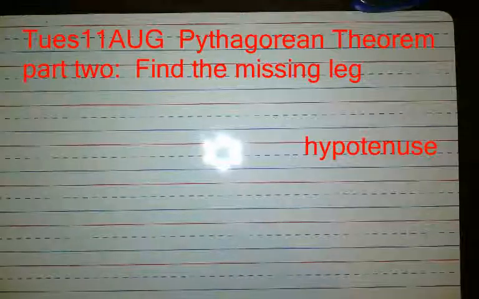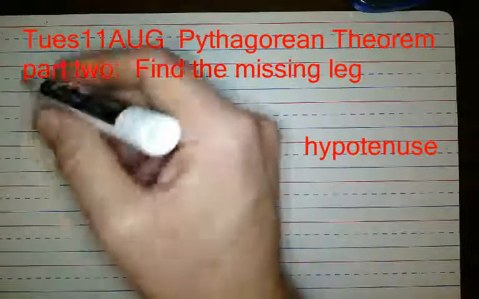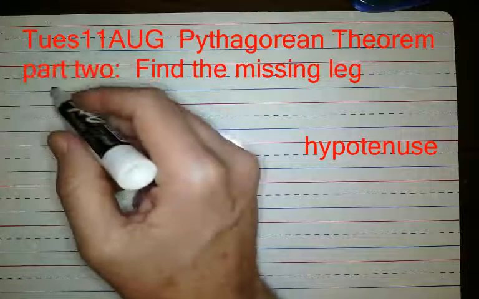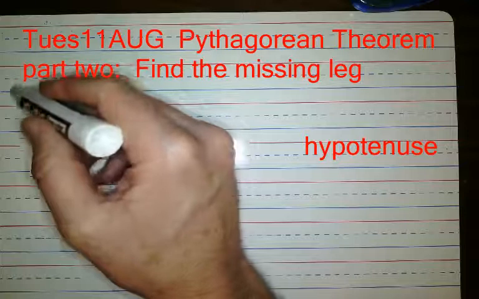Okay, today is Tuesday the 11th. This is part 2 of the Pythagorean Theorem. And what we're doing is finding the missing leg.